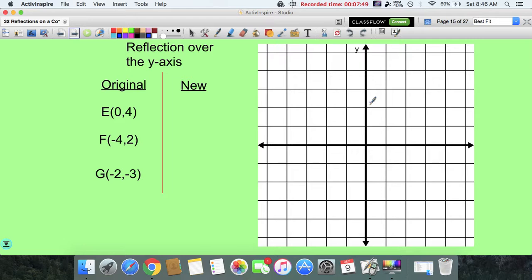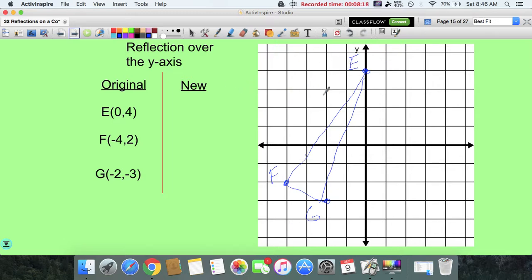0, 4 is here. And that's point B. Point F is negative 4 and 2. Negative 4, negative 2. Point G is negative 2, negative 3. So let's connect this. You get a triangle. Like that, and we're going to flip this over the y-axis.